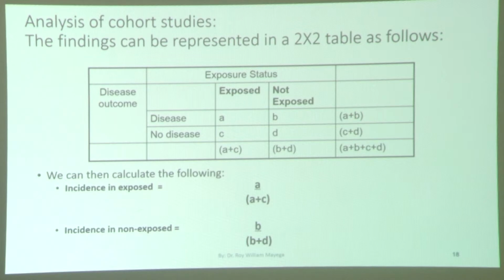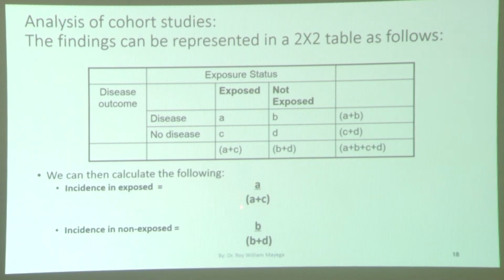we can then determine the incidence in the exposed, which according to this diagram is given by the people who are exposed and developed disease, that is A, divided by the total number of people who are exposed. So it's like a proportion of the exposed that actually developed the disease, which is A over A plus C. So this is the incidence in the exposed.